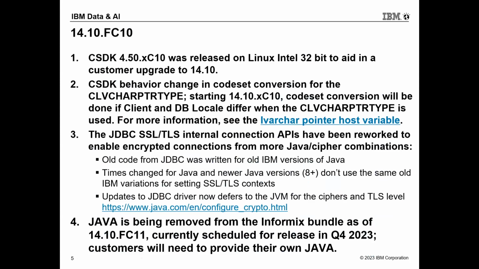The JDBC Secure Sockets Layer TLS internal connection APIs have been reworked to enable encrypted connections from more Java and cipher combinations. Old code from the JDBC was written for old versions of Java. Times have changed for Java, and newer Java versions, 8+ for example, don't use the same old IBM variations for setting SSL and TLS contexts. Updates to the JDBC driver now defer to the Java virtual machine for ciphers and the TLS level, located at the link shown here on the screen.